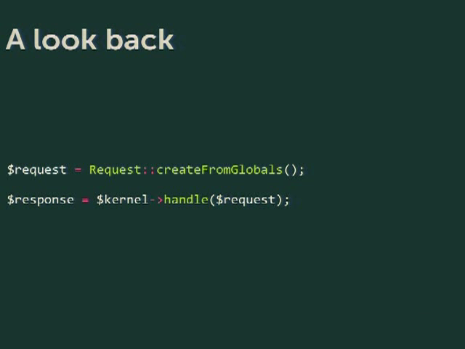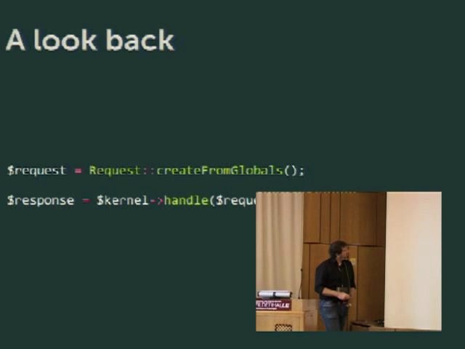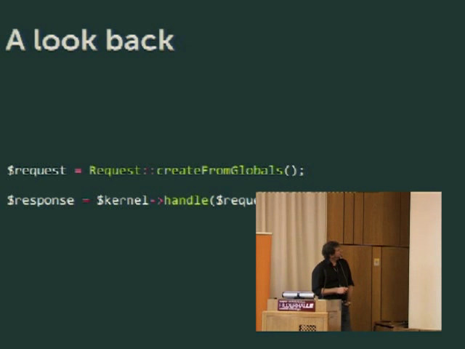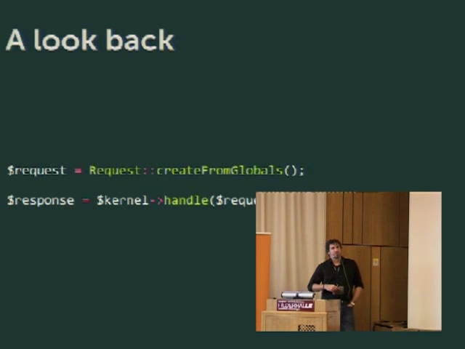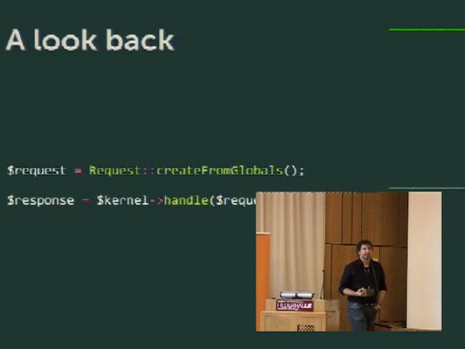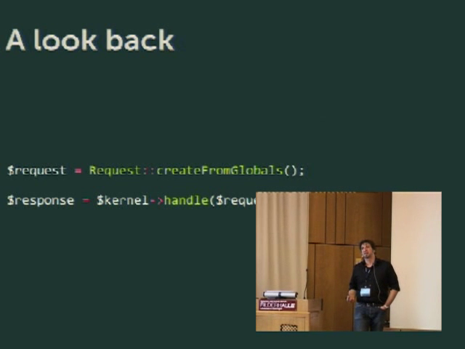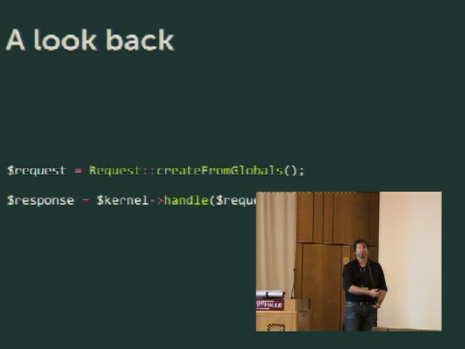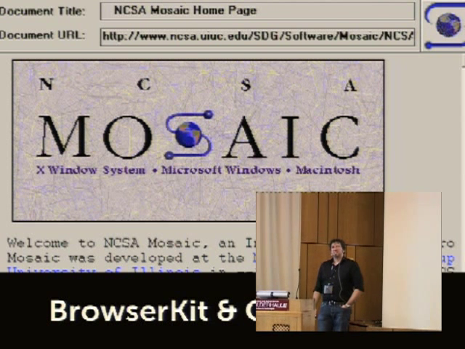Now, this is a look back at what our front controller looked like. We have this call to request create from globals, which creates a request from all the PHP superglobal arrays. But if you look at it, you can imagine that you can create such a request object by hand, by faking all that input data that usually your web server hands over. So now it gets quite easy to write functional tests.